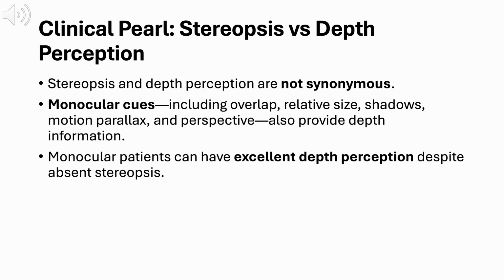But depth perception is bigger than that. Even with one eye closed, your brain can still judge distance by using clues like which object overlaps another, which one looks smaller, how shadows fall, how things move when you turn your head, and how lines in the world seem to shrink into the distance. That's why someone with vision in only one eye can still have very good depth perception, even though they don't have stereopsis. This slide is reminding you that stereopsis is just one tool the brain uses to understand depth, not the whole toolbox.